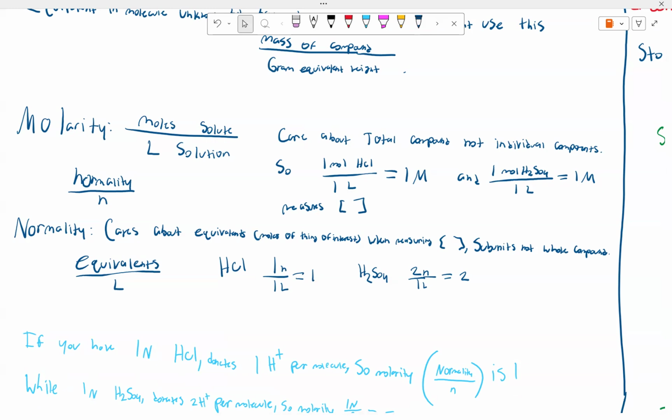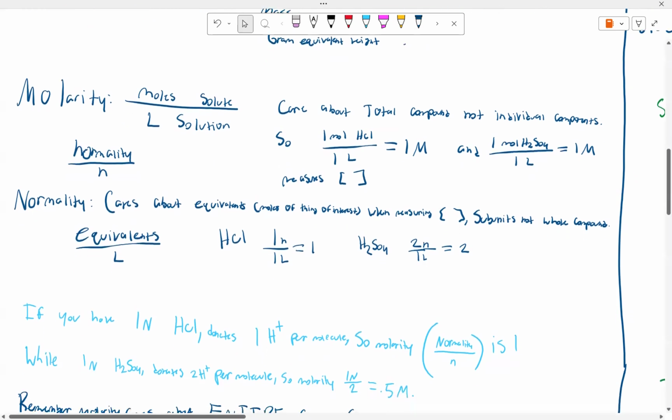Notice it's not solvent, it's solution, so it's in total. You add up the solute and the solvent as a volume. It's when you care about the total compound, not the individual components. So 1 mole of HCl over 1 liter is 1 molarity unit, or 1 M. And 1 mole of H2SO4 over 1 liter is also 1 unit of molarity, or 1 M. As I said, it measures concentration.